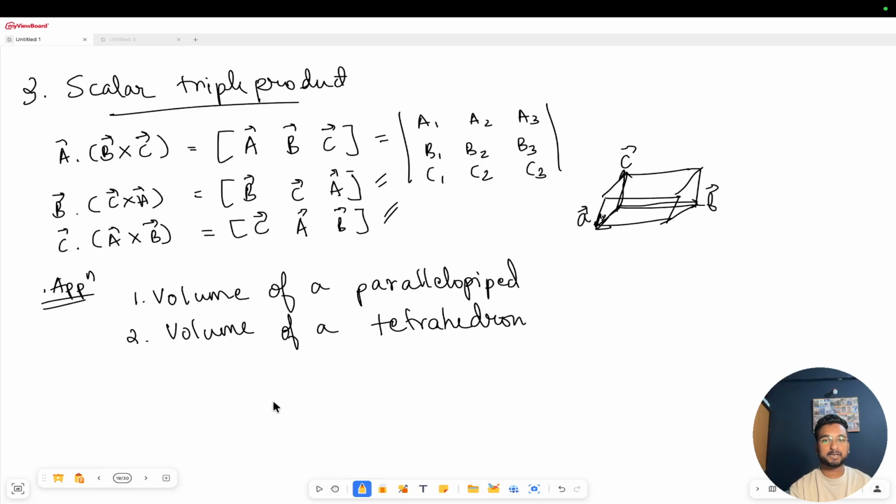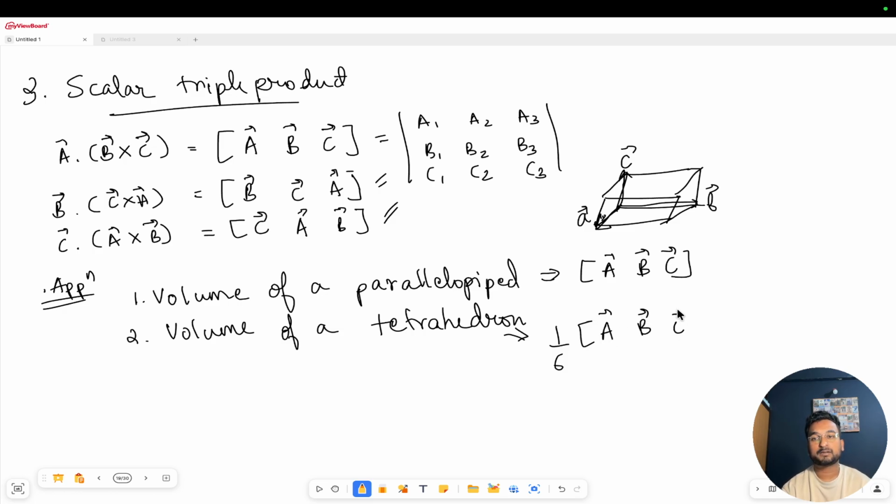In the previous slide I told you the application, but the formula for this is box of ABC. You just calculate this determinant, you will get the volume of the parallelepiped. And for the tetrahedron, you just calculate 1 by 6 into box of ABC. You will get the volume of the tetrahedron.